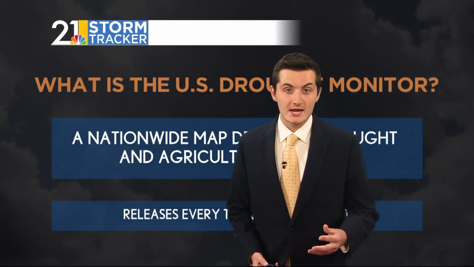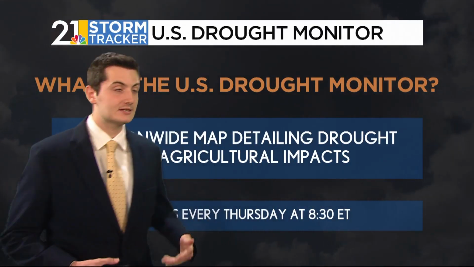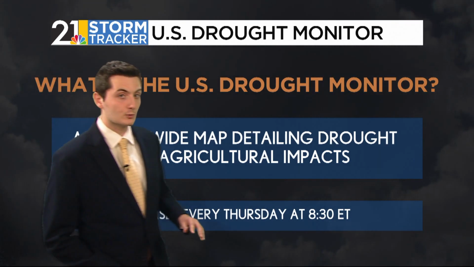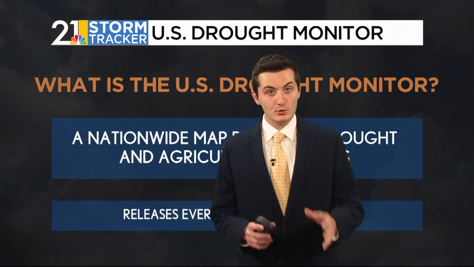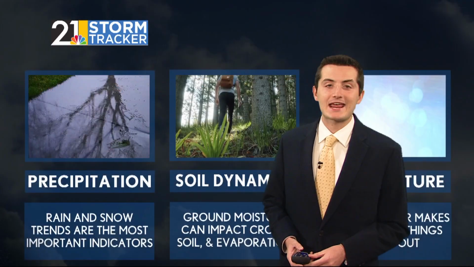And that organization is the U.S. Drought Monitor, formed in 1999, and every single week it comes up with a nationwide map detailing drought and agricultural impacts across the country. It takes the evidence from Tuesday to go into a map that releases every Thursday morning at 8:30.